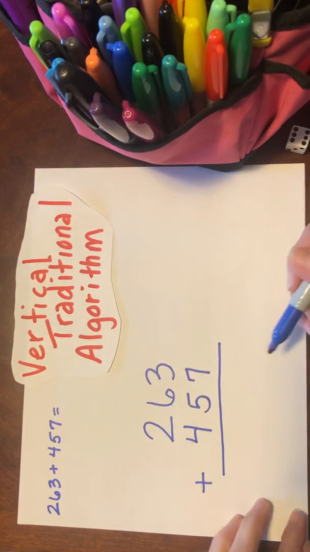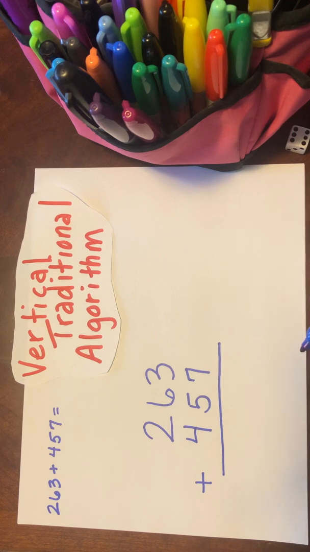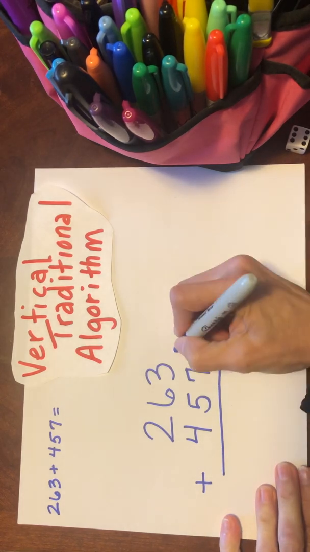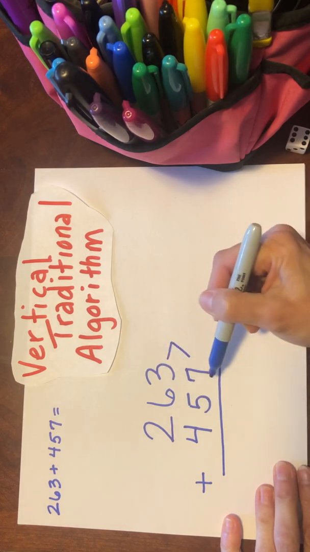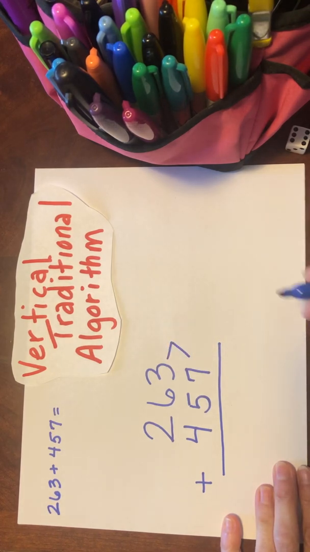Once you have your expressions set up vertically, you are going to start doing the adding. We always add starting in the ones place. There is no exception to that. So I'm going to put these two numbers together. 3 ones plus 7 ones. Well, 3 ones plus 7 ones equals 10 ones.